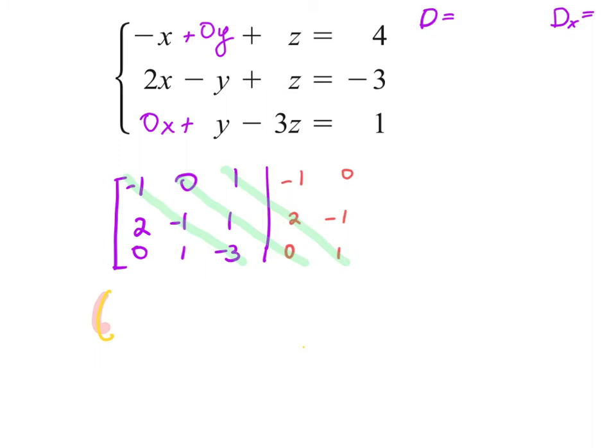Different color. What's -1 times -1 times -3? -3. Good. 0 times 1 times 0? 0. 0. 1 times 2 times 1? +2. Okay, now I'm going to say I have to subtract from the minors.